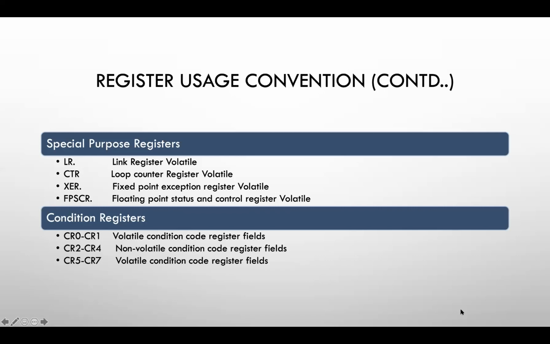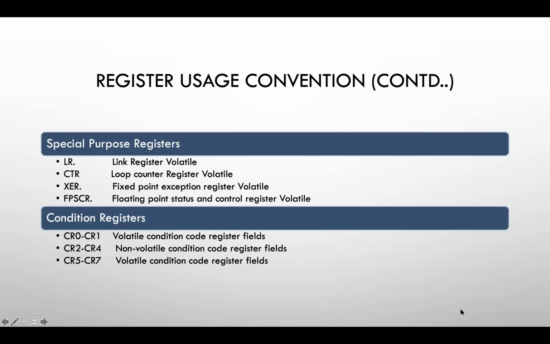And then XER is the fixed point exception register. Even this is volatile. This register has various bits in it, and they get set when some kind of exception happens. Some things like when you do 1 by 0 or infinity, you do some things differently. There are status bits which get set in this register.